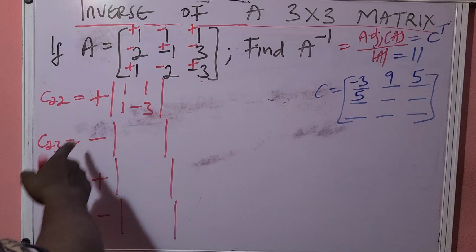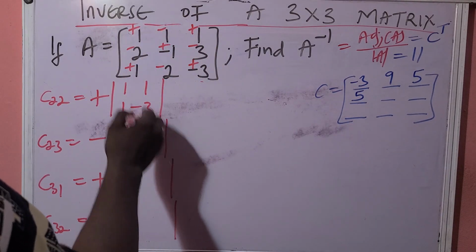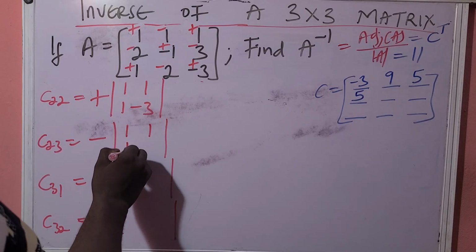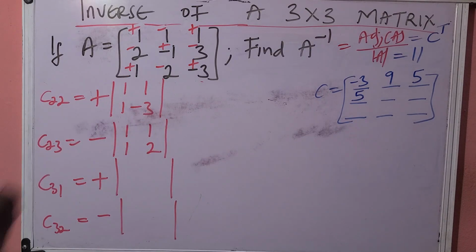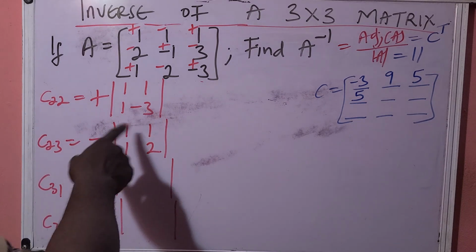If we shut off row 2, column 3, we'll be left with 1, 1, 1, 2. Don't forget, you don't use these signs. The signs written in red ink are only for this reason. We don't use them inside here.